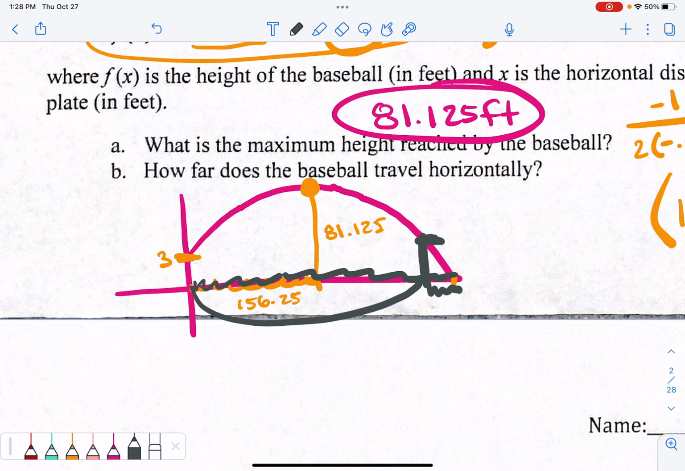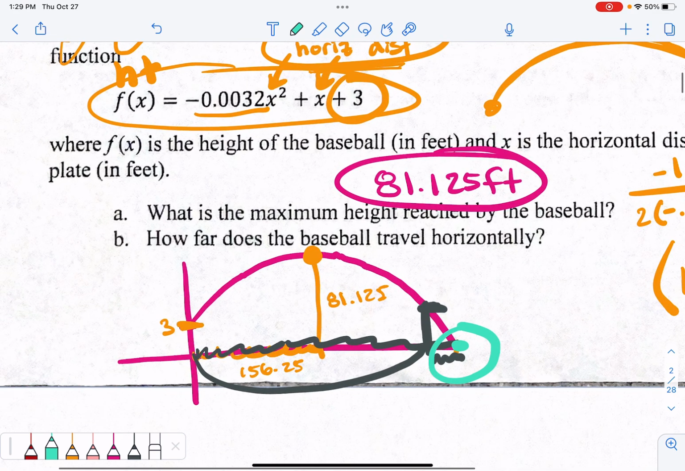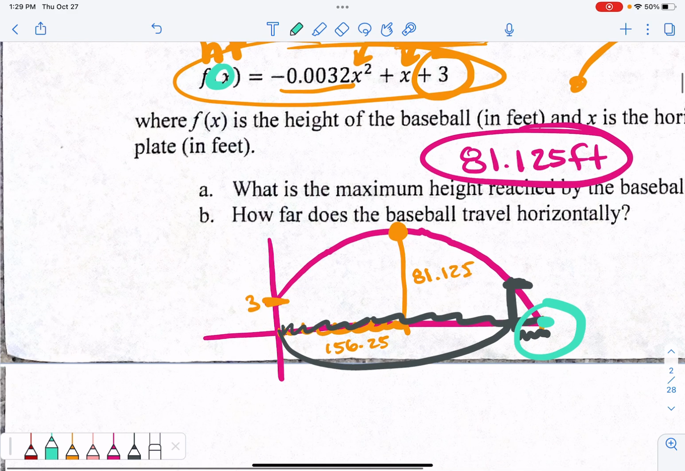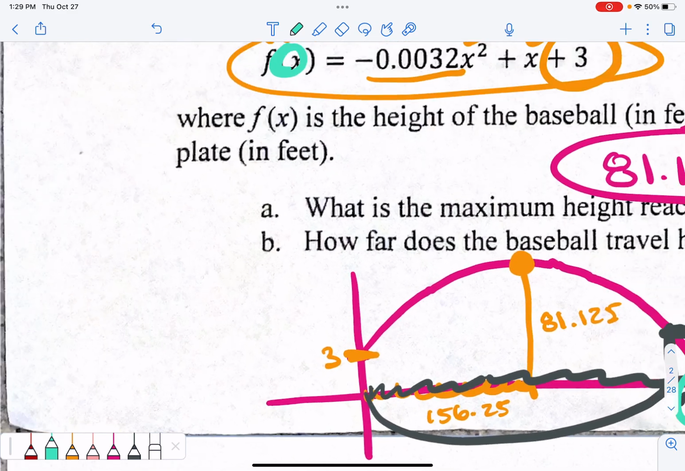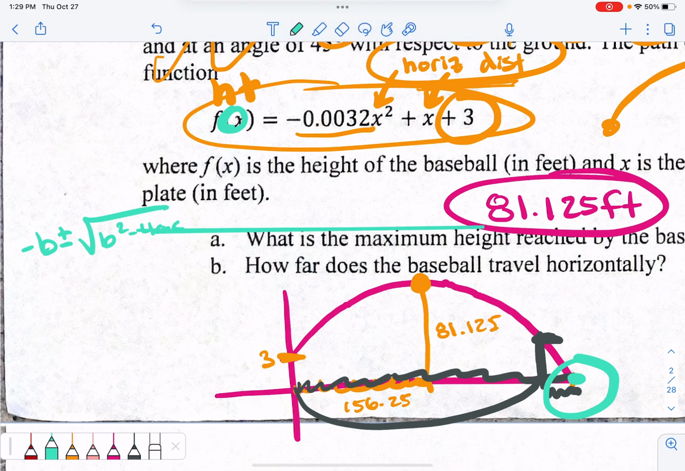So what they're asking for, this point right here, is called an x-intercept. How do we find the x-intercept of this thing? Quadratic equation. I would factor it if I could, but we're going to have to use the quadratic formula. So I'm going to write out the quadratic formula: negative b plus or minus the square root of b squared minus 4ac, all over 2a.